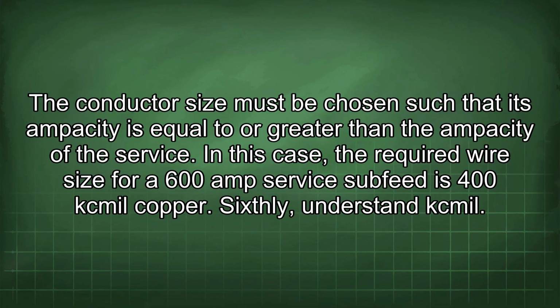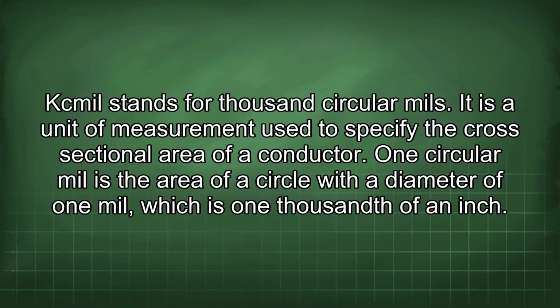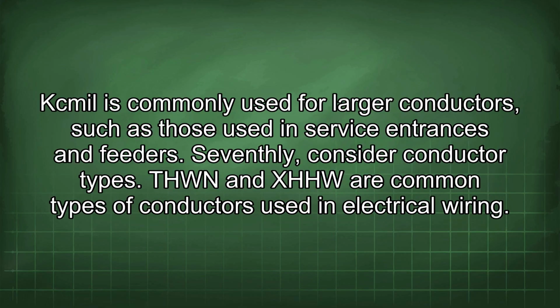Sixthly, understand kcmil. Kcmil stands for 1000 circular mils. It is a unit of measurement used to specify the cross-sectional area of a conductor. One circular mil is the area of a circle with a diameter of 1 mil, which is 1/1000th of an inch. Kcmil is commonly used for larger conductors, such as those used in service entrances and feeders.